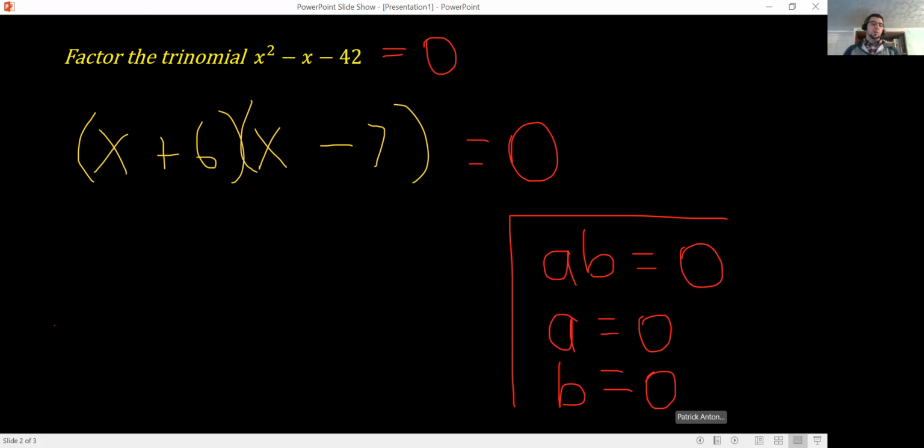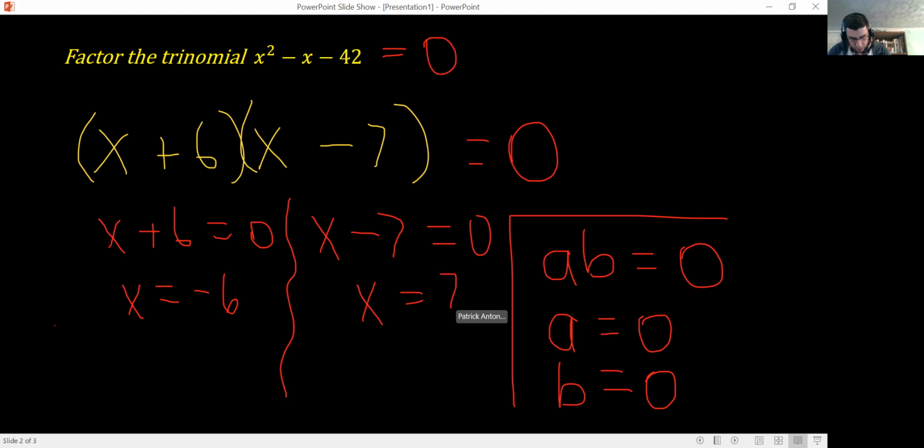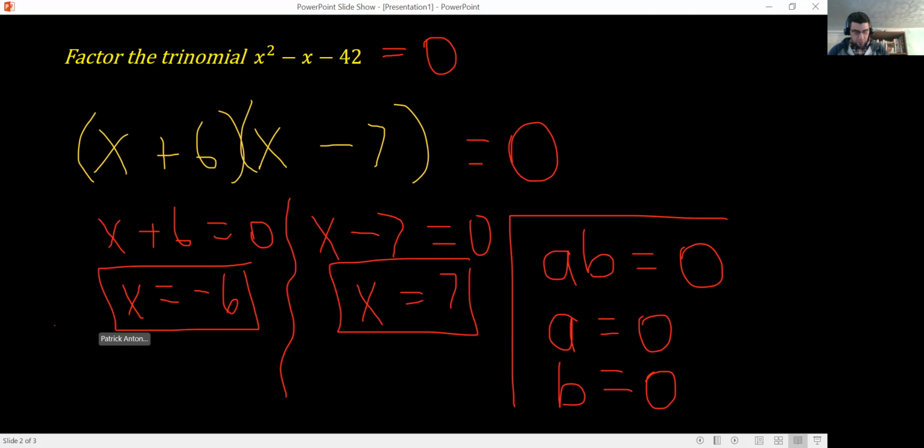This only works when your equation is set equal to 0, because in order to have a multiplication problem where the answer is 0, one of the things multiplying has to equal 0. So once you factor it, now you have it as a multiplication problem, and you can set each factor equal to 0. x plus 6 equals 0, and x minus 7 equals 0. This factor would give you x equals -6, and this factor would give you x equals 7. And there you have your two solutions, and you can check them by plugging them into the original equation. If you plug in -6, simplify it, you get 0. Same thing with 7.